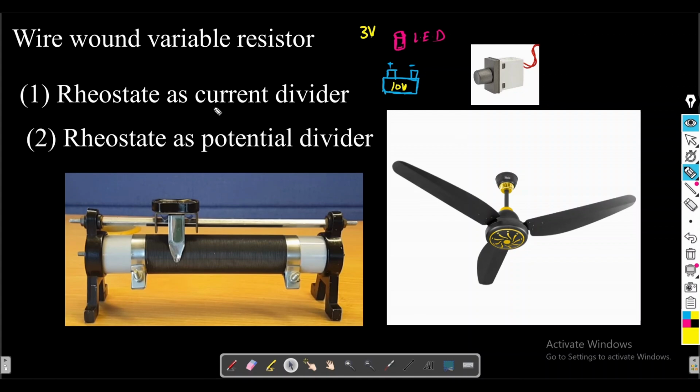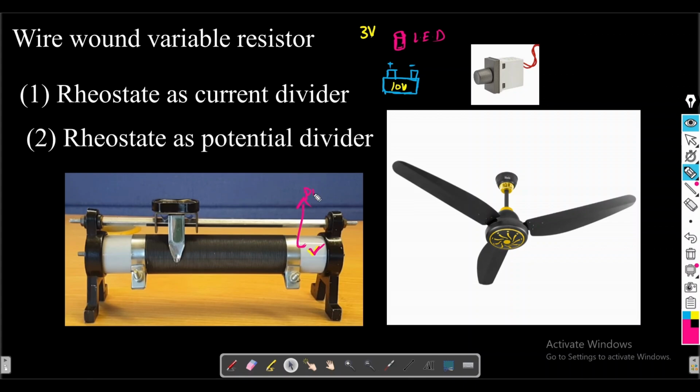So here we have the concept of the current divider and also the potential divider. For that we will use a device, and that device is very simple, as it looks here. This device actually consists of this shape. Here the white color is a pipe, the insulator pipe.